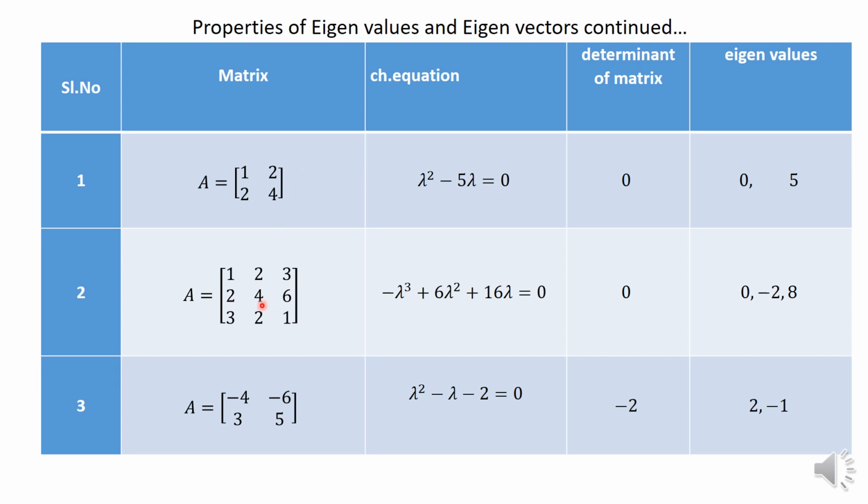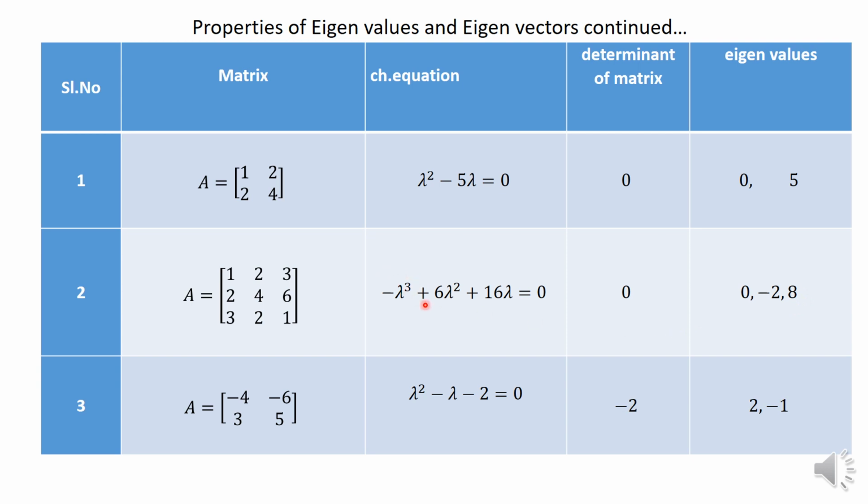Observe the second matrix A, a 3 cross 3 square matrix. The CH equation for this is minus lambda cube plus 6 lambda square plus 16 lambda is equal to 0. Now in the next column you determine the determinant of this 3 cross 3 matrix. You know how to evaluate the determinant of a 3 cross 3 matrix. If I evaluate this determinant value, you are going to get 0 again, which means this matrix is also singular.